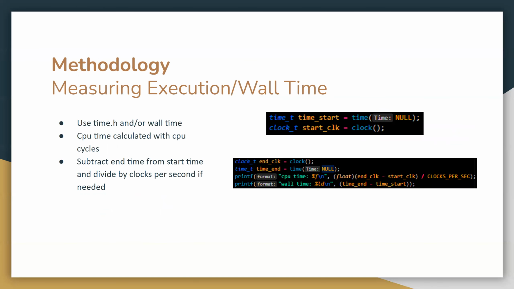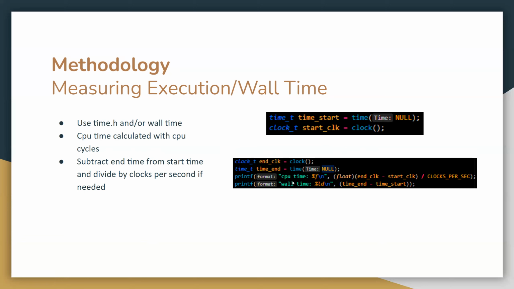Next, I'm going to talk about the methodology, how we measure the execution and the wall time. To do that, we're using the time.h library, and there's the wall time start and the start clock. By putting those 2 variables at the beginning of the program and the other two variables at the end of the program, we are able to measure the CPU time and the wall time.